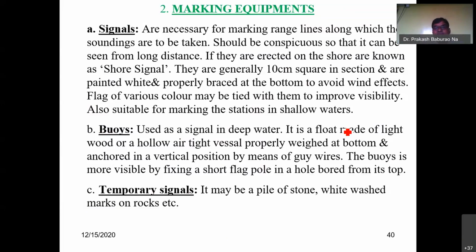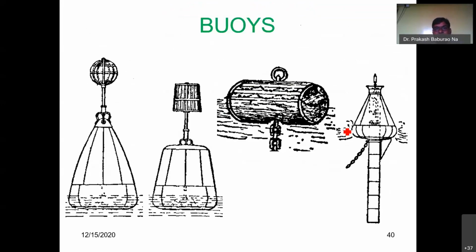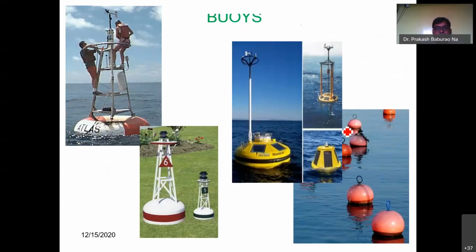Buoys are used as signals in deep water. A buoy is floated on the water surface. It's an airtight vessel, properly weighted at the bottom, anchored in a vertical position. Temporary signals are also utilized. It may be a pile of stones while fixing up the shoreline points. Then buoys, see the diagram of the buoys. These are the color diagrams where we have to fix all these buoys. This is helpful for sounding as well as to locate the shoreline.